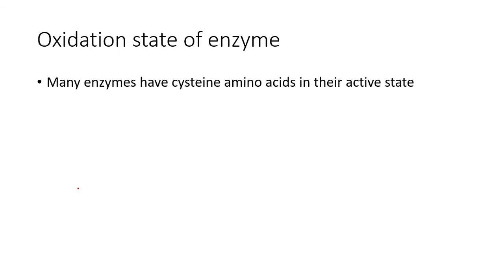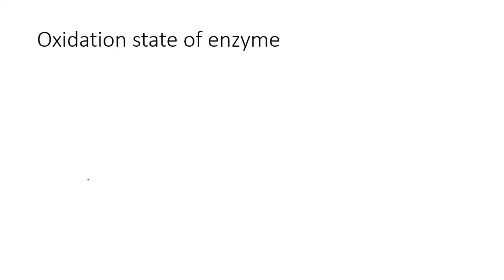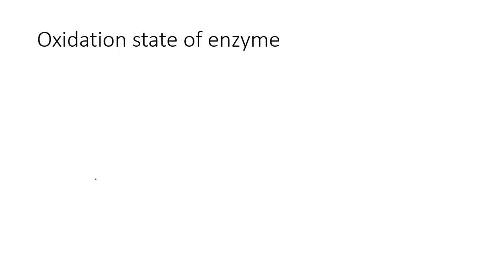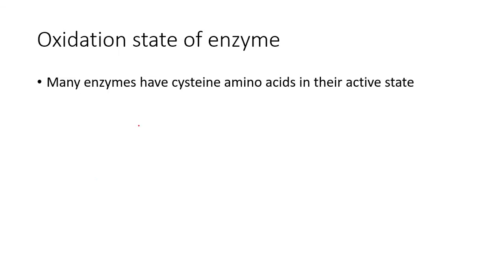Now the next is the oxidation state of the enzyme. So what is the oxidation state of the enzyme? Every enzyme molecule, or every biomolecule, is subjected to a reaction called oxidation. Oxidation is done by oxidizing chemicals, and the most important oxidizing compound is molecular oxygen. Every enzyme has an amino acid called cysteine. Most enzymes have cysteine amino acids in their active site.